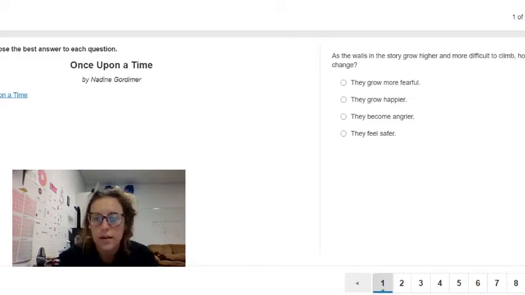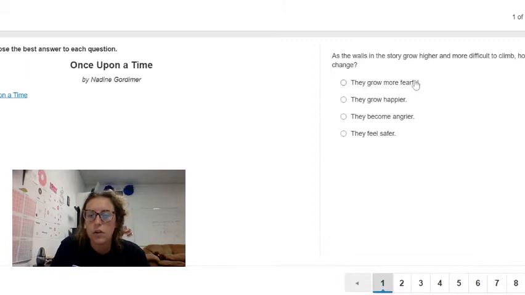Okay, so number 1. As the walls in the story grow higher and more difficult to climb, how do the characters change? This one is just basic knowledge of the story mixed along with knowledge of the theme of the story, which you should know we've gone over in our pre-lessons and the lessons you've been doing so far. The central theme of the story has to do with fear, right? So the answer here would be A, they grow more fearful.